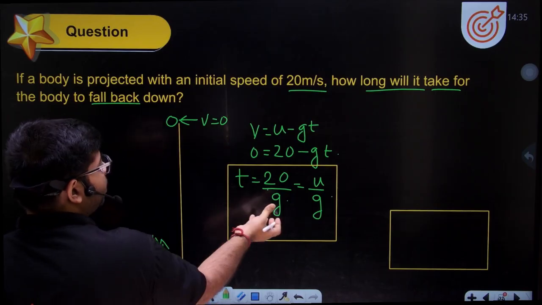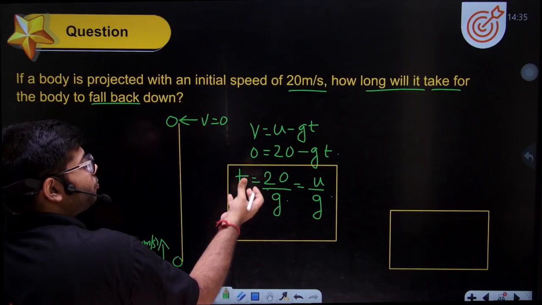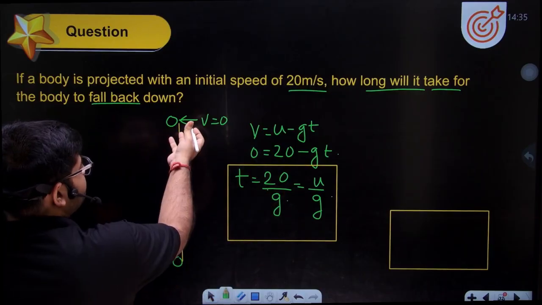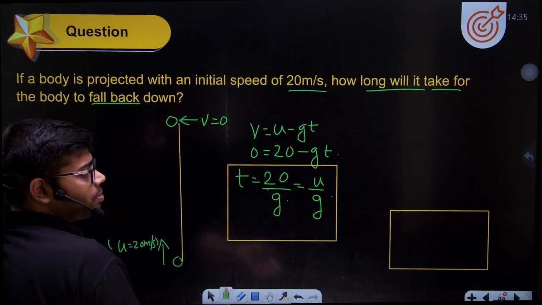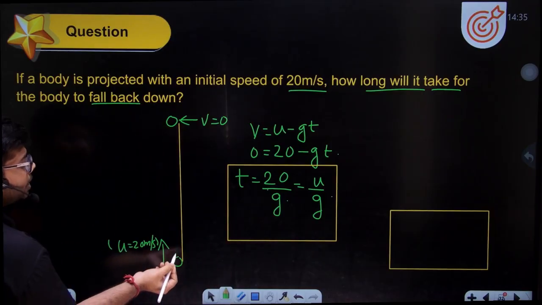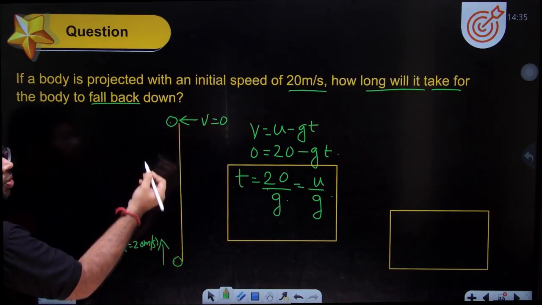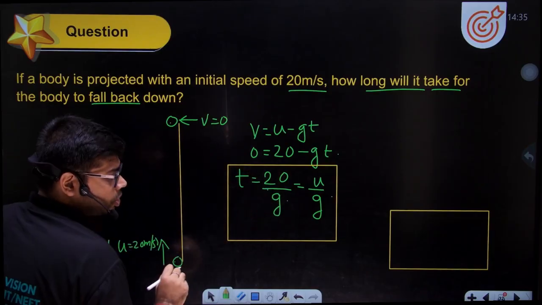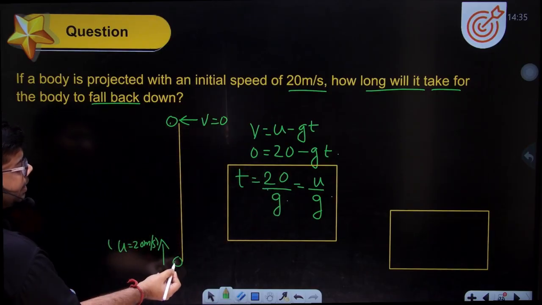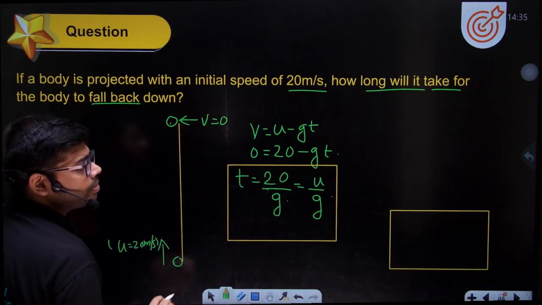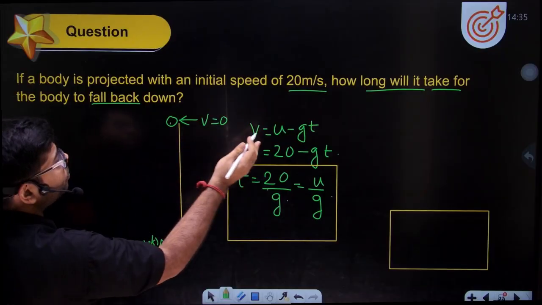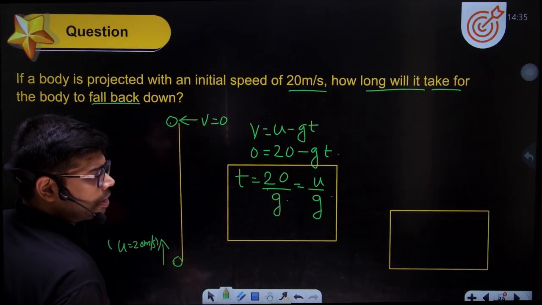This is the flight of ascent. To ascend, this much time is required. Ascend means what? To go from here to here, to rise, this much time. And to fall from here to here, how much time? It will take the same time. So your answer anyway is going to be u by g only.